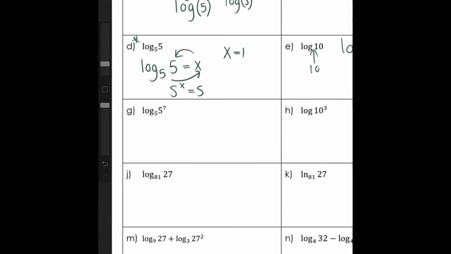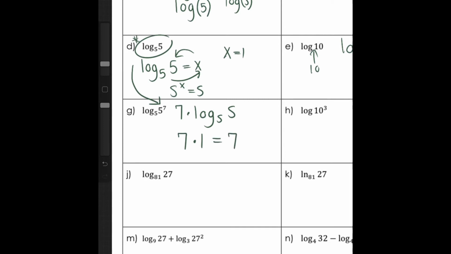So this one here requires the exponent rule. So this is 7 times log base 5 of 5. Now, luckily in part D, we already calculated this. So we found it to be 1. So that's just going to be 7 times 1, which is 7.